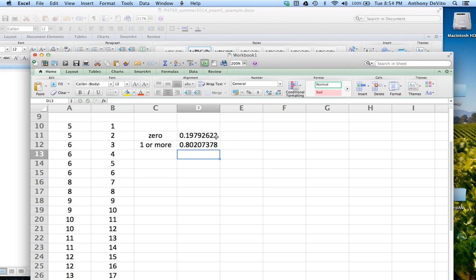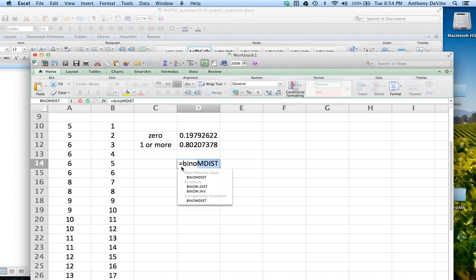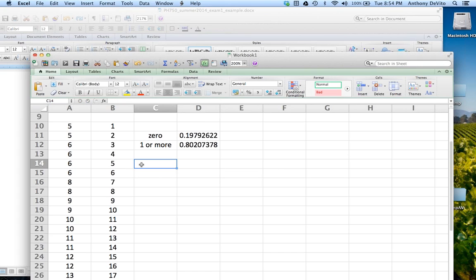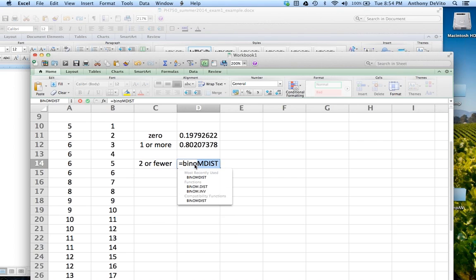Okay, equals that. Yeah, so it's 80% roughly. Okay, so now what's the probability that 2 or fewer grandparents would experience a fall? 2 or fewer equals BINOM.DIST, parentheses, 2, let me hit escape here, 2 or fewer equals BINOM.DIST, parentheses, probability that 2 or fewer.